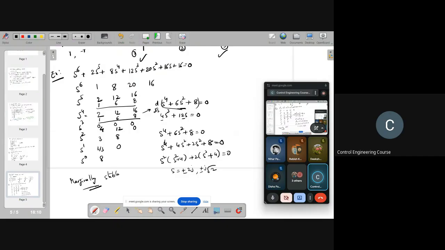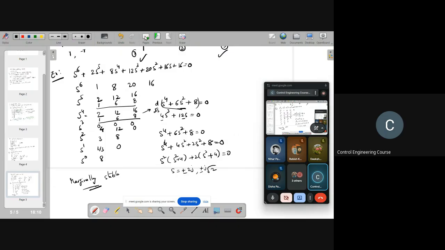So please remember this one. When the entire row is 0, first you need to form an auxiliary equation, then find the roots of the auxiliary equation, and then complete the Routh array by differentiating the auxiliary equation. Then check the sign changes as well as the roots of the auxiliary equation. Based on that, you say whether the system is stable or not.